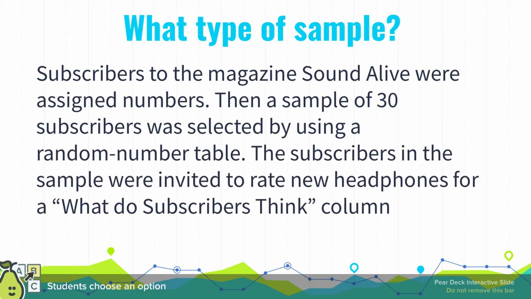Subscribers to the magazine Sound Alive were assigned numbers. Then a sample of 30 subscribers was selected by using a random number table. The subscribers in the sample were invited to rate new headphones for a "What do subscribers think" column. And so since this is a randomly chosen sample of 30 subscribers, this is going to be another simple random sample.